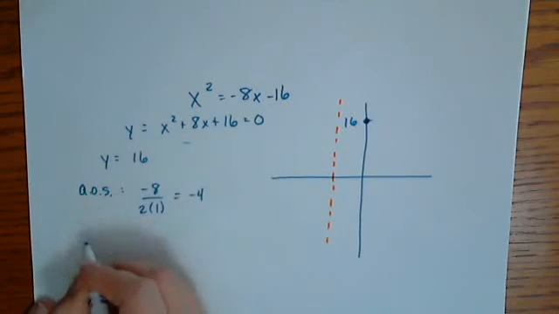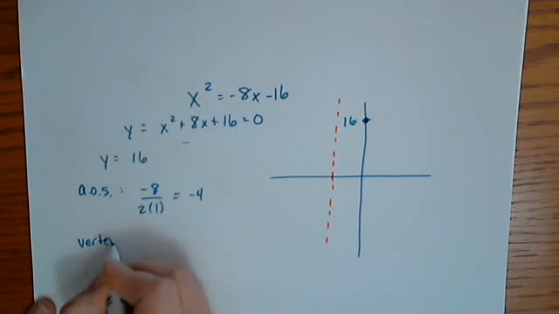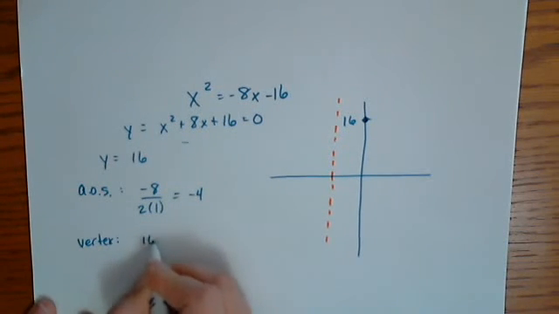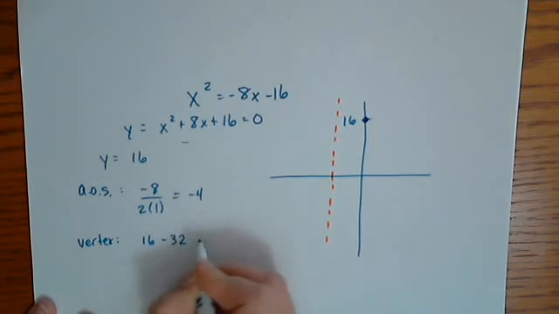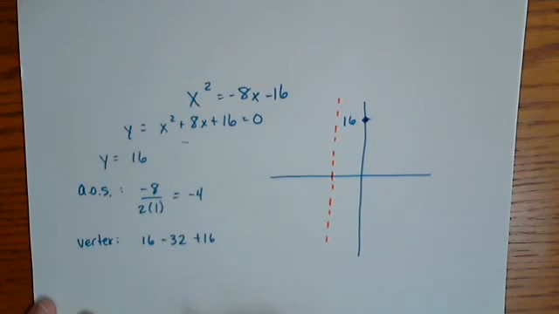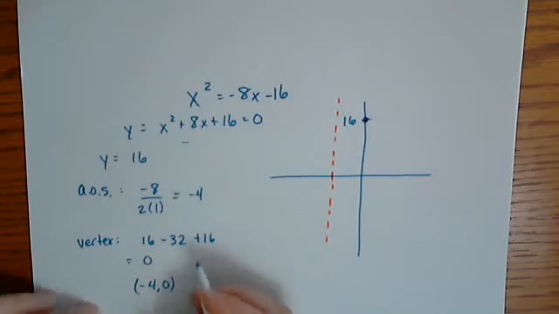And we can figure out where our vertex is going to be by putting that negative 4 into this equation. So our vertex is going to be 16 minus 32 plus 16. So 16 minus 32 is negative 16 plus 16, 0. So negative 4, 0 is where our vertex is.